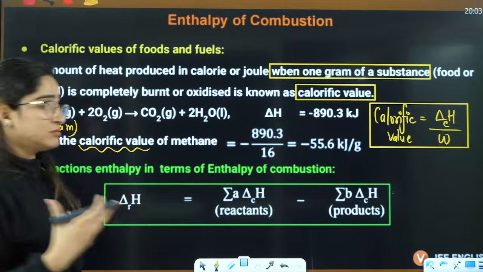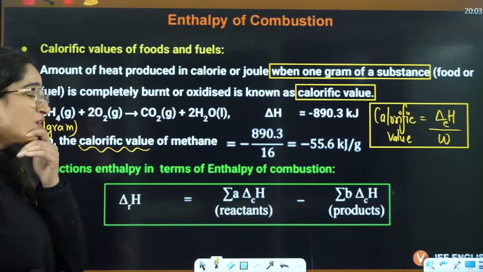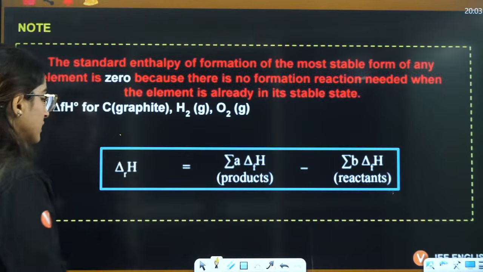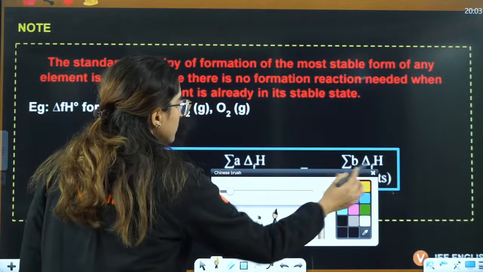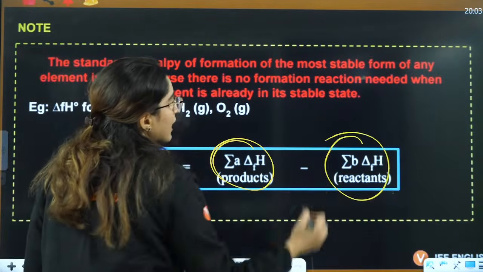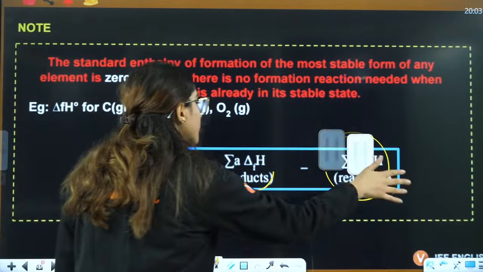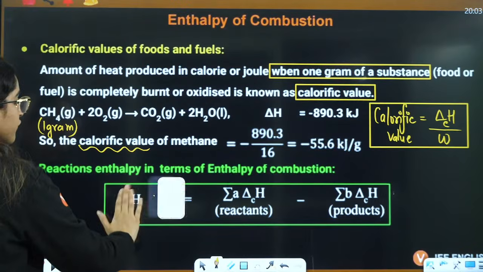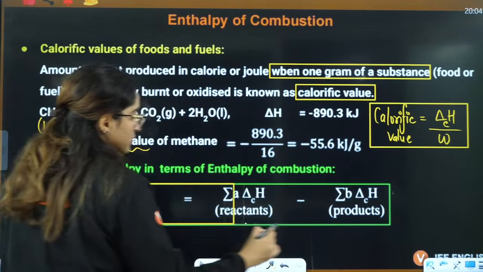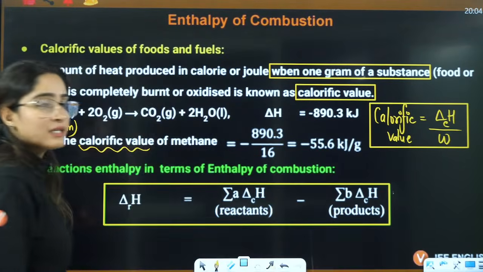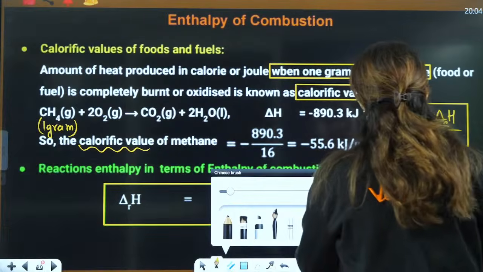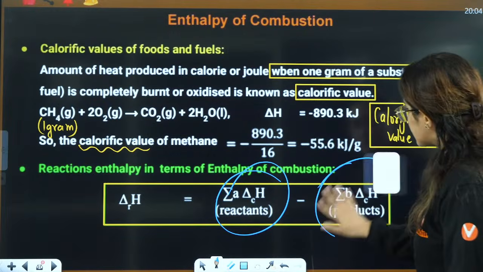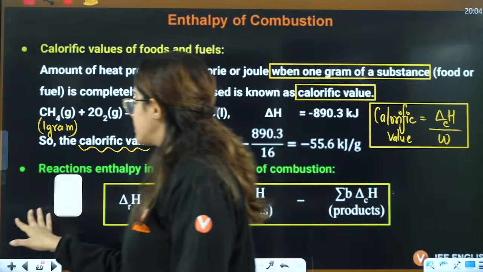This is how you solve for calorific value. And do you see one thing here? Whenever you write the delta H of reaction in terms of formation, it is product minus reactant. In case of combustion, it is different. This is a very important point. In case of combustion, it is reactant minus products.